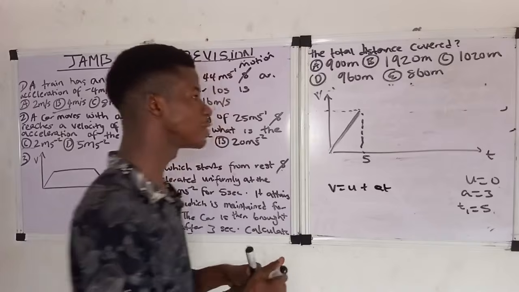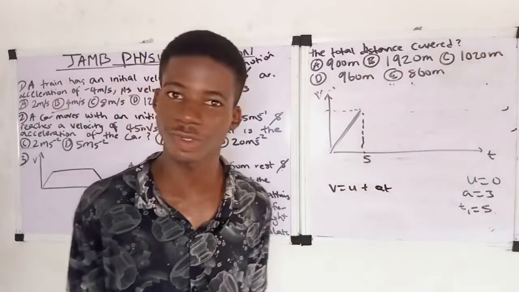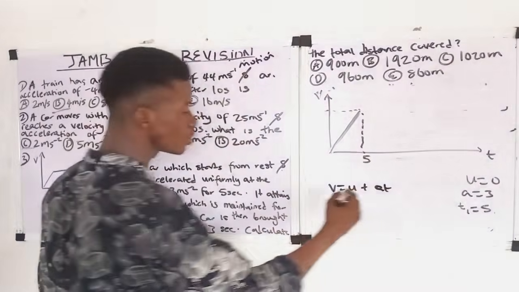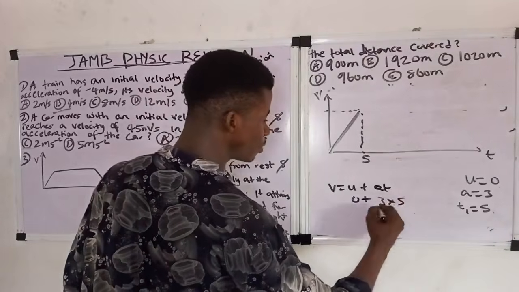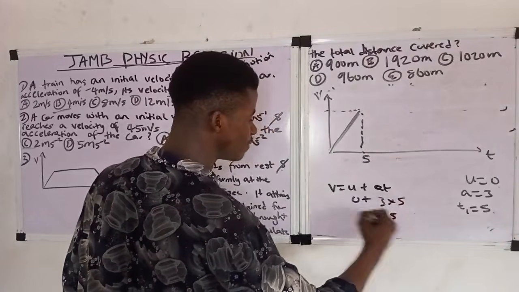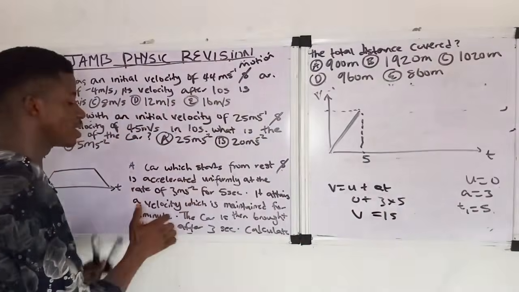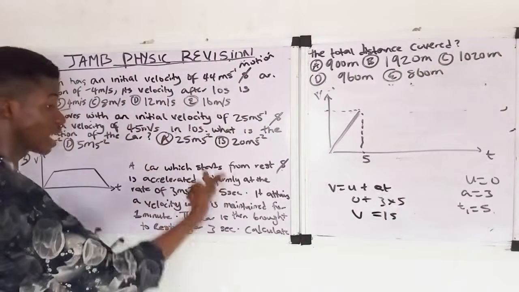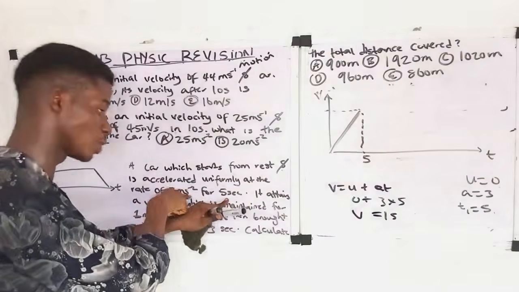Because what we usually use here will be velocity, not acceleration, right? So what are we going to do? U is 0. A is 3. T is 5, right? So 3 times 5 will give us 15. So velocity is 15. So that is saying that the car accelerated uniformly at the rate of 3 meter per second square for 5 seconds.